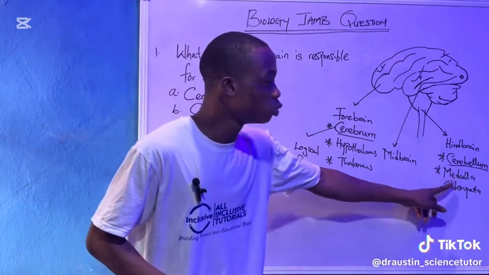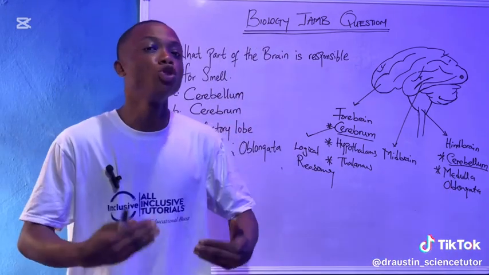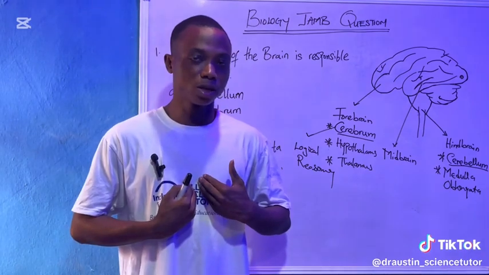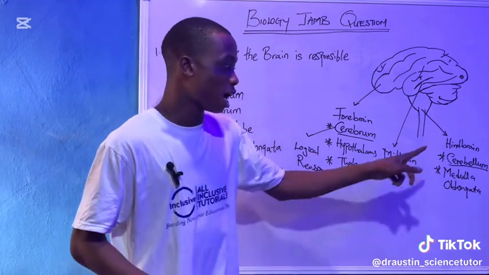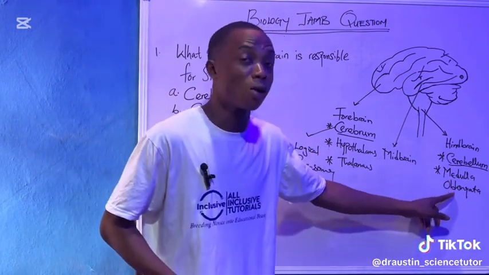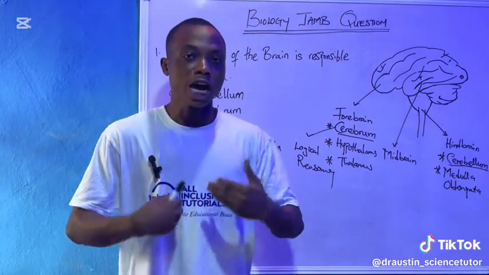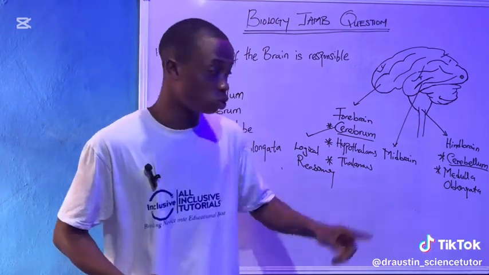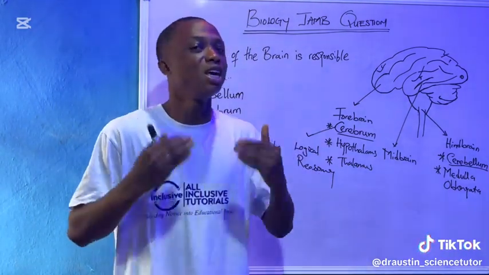Then we also have the medulla oblongata. Now this is responsible for involuntary action. For example, the heartbeat is an action that you cannot control. It's an involuntary action, and it is the medulla oblongata that is responsible for it. Digestion. When you take in food, are you the one that controls the digestion process? No, it does its work on its own because of the medulla oblongata.